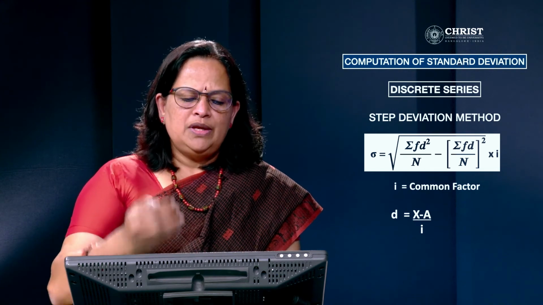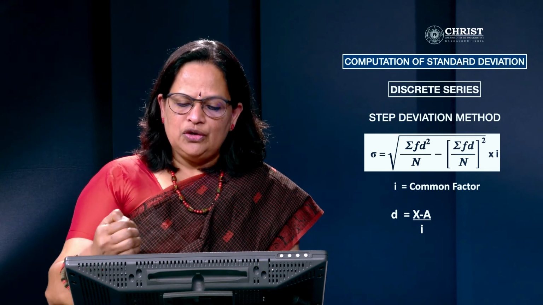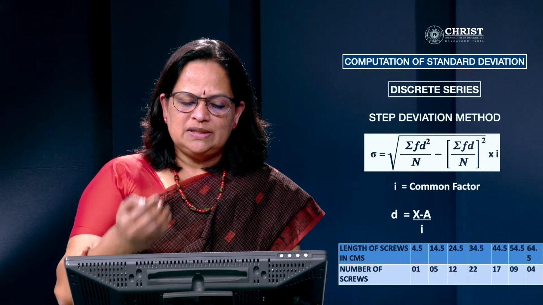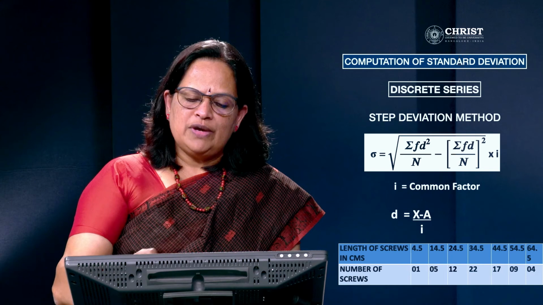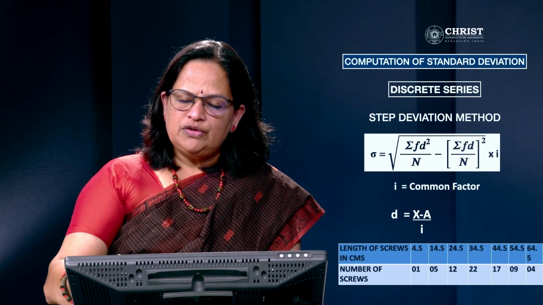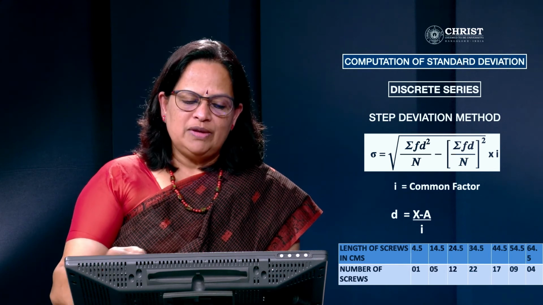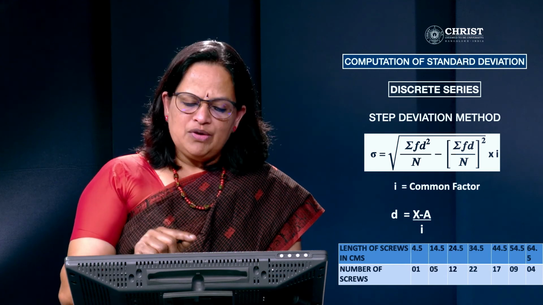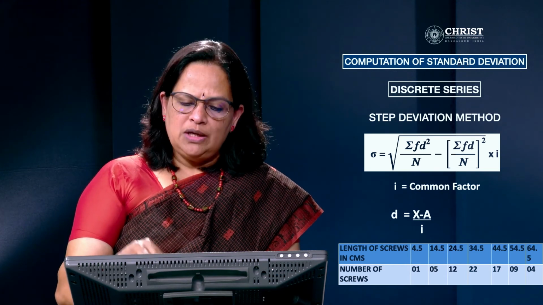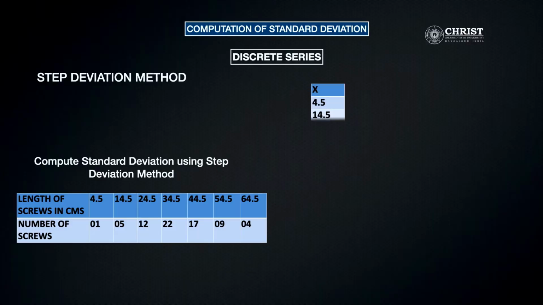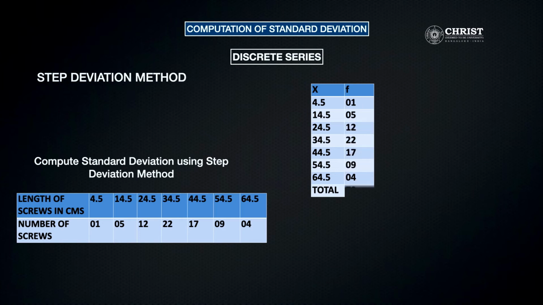One problem: compute standard deviation for the following data using the step deviation method. Length of screws in centimeters: 4.5, 14.5, 24.5, 34.5, 44.5, 54.5 and 64.5. See, the difference is 10 here, so 10 is the common factor. Number of screws: 1, 5, 12, 22, 17, 9 and 4. Now we have to calculate the mean and the standard deviation.